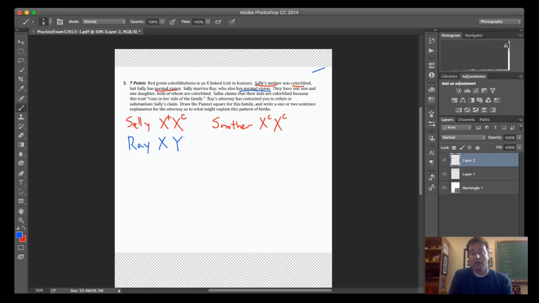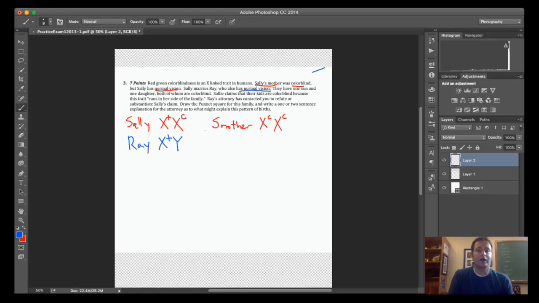And so we know Ray has normal vision, so this would be a plus. There's nothing on the Y chromosome. The Y chromosome is a wasteland of stuff that determines maleness and not much else. Okay? So what we've really done here is converted this prose into genetic nomenclature, and that's really the important first step in almost every sex-linked inheritance problem that you're going to see in this class.